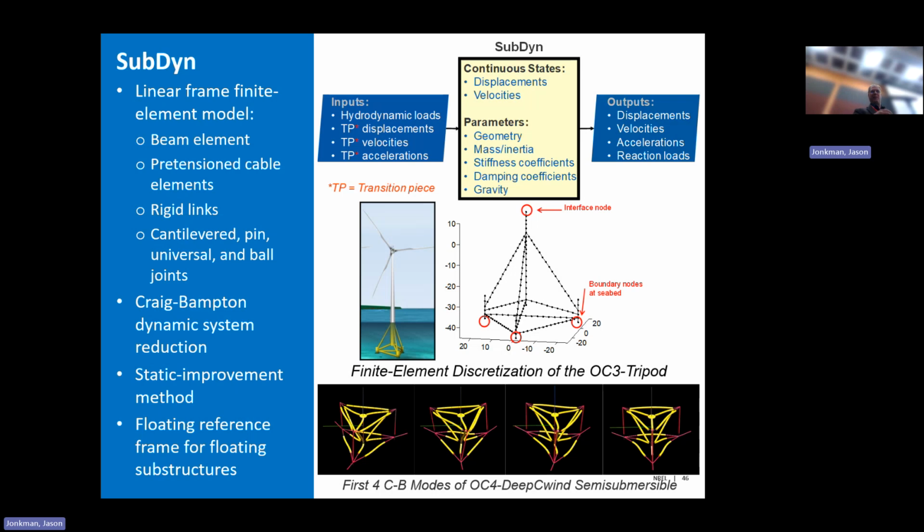You can connect the beams together through cantilever, pin, universal, or ball type joints, or you can also place rigid links in the model. But because it's basically a linear frame finite element model, we do this Craig-Bampton system reduction, as Emmanuel was saying. What that means is we take that finite element model and reduce it down to these 6 Guyan modes that connect to the interface joint of ElastiDyn. And then the rest of the modes are basically these constrained modes of the system. This is showing 4 of the modes there for the deep sea wind semi.